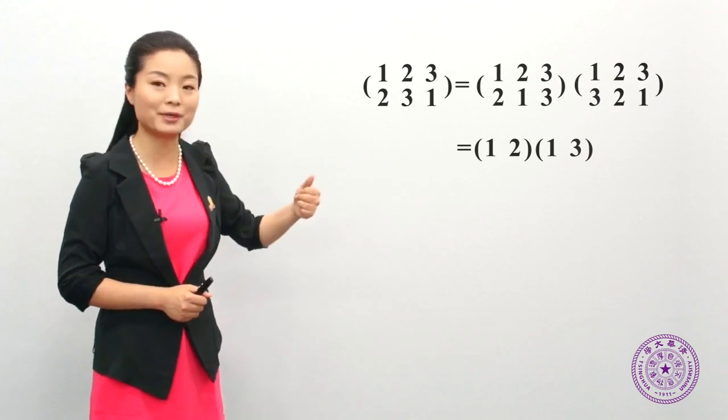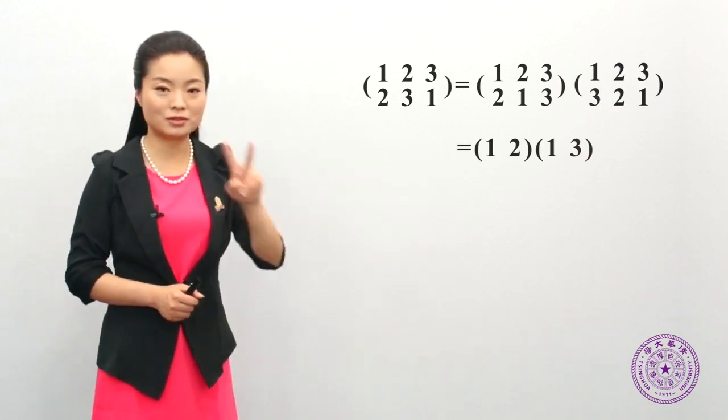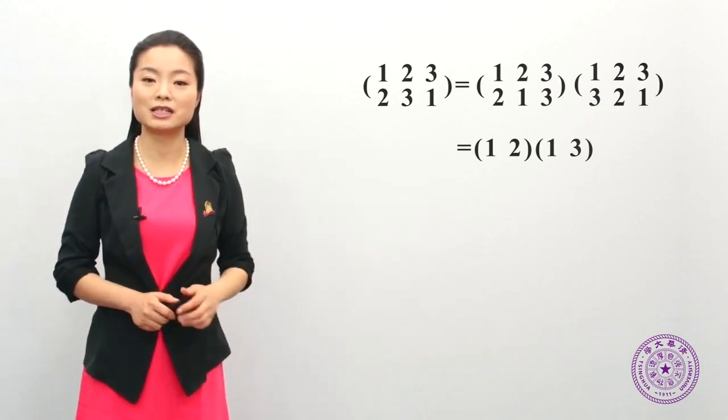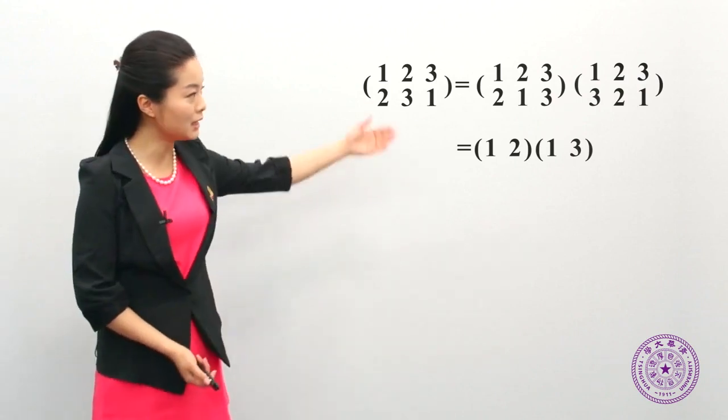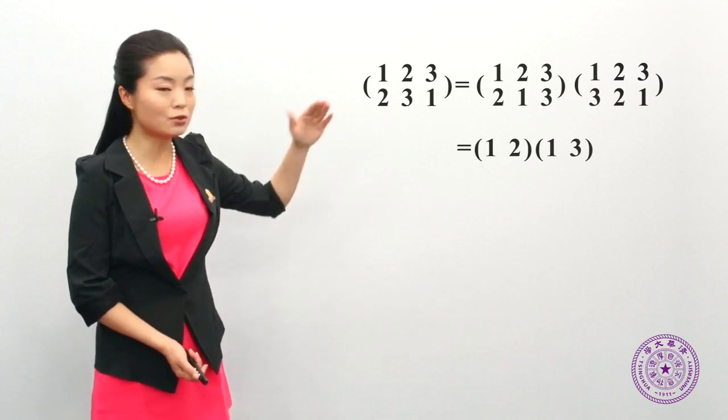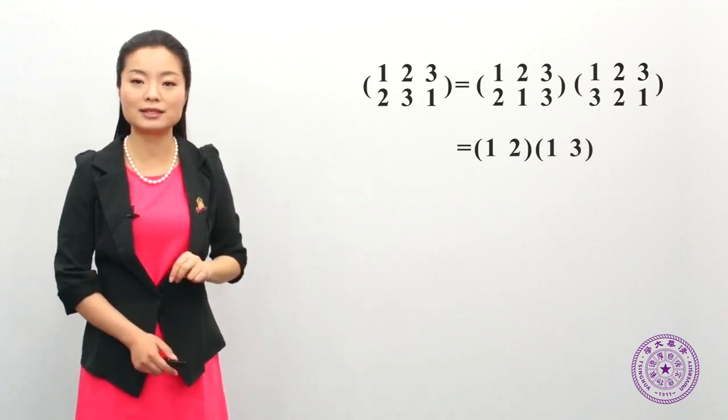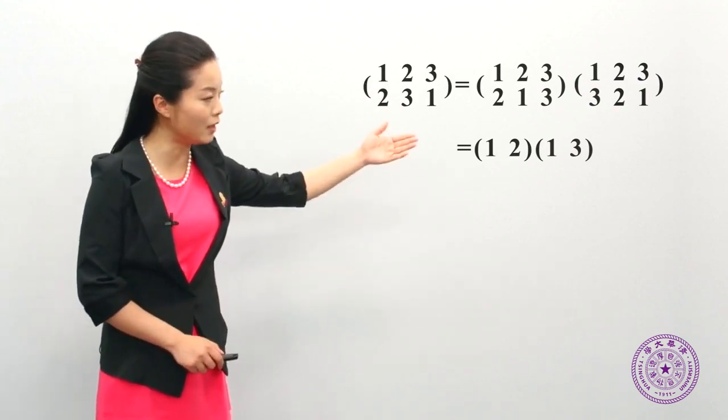And this time the permutation 1, 2, 3 to 2, 3, 1 is turned into the product of 2 swaps, which is 1 swapped with 2 multiplied by the swapping of 1 and 3. Therefore, any cycle can be written as a product of several swaps.